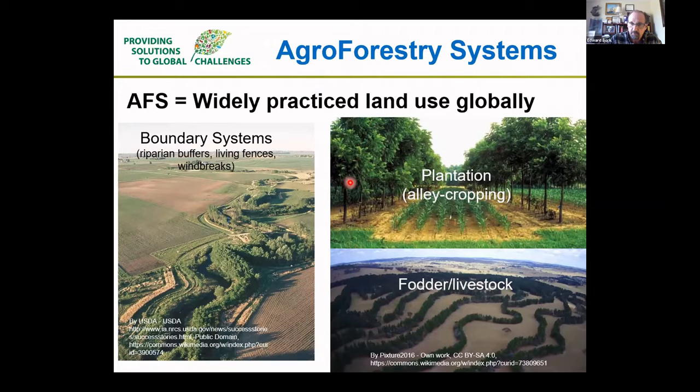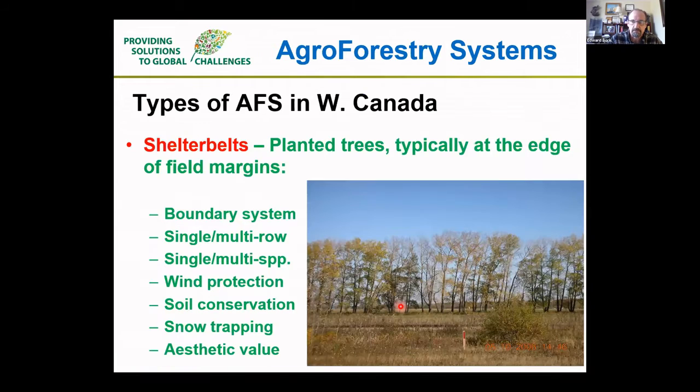Alternatively, we can deliberately plant trees into some kind of plantation system, and we might have an integrated alley cropping system where you've got trees grown for production, or a fruit crop or fiber, combined with some kind of annual or perennial crop in between. Or we can have these fodder livestock production systems, which are generally silvopastoral systems, where we're combining trees with some kind of grazing and/or forage production systems.